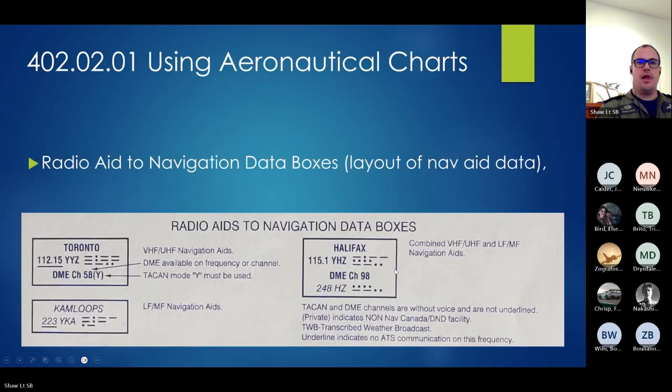Radio aids to navigation boxes. So look, it tells us that there's a VOR and a DME. It tells us there's a TACAN, and then the dots and dashes is Morse code. If you tune it up and actually listen to it, you'll hear the dots and dashes. That's how you identify and make sure that the station's working properly. Kamloops, and then Halifax, of course, where they combine the VHF and LF, low frequency.